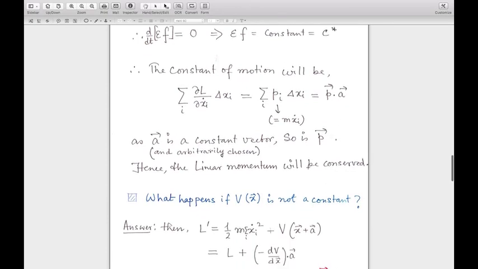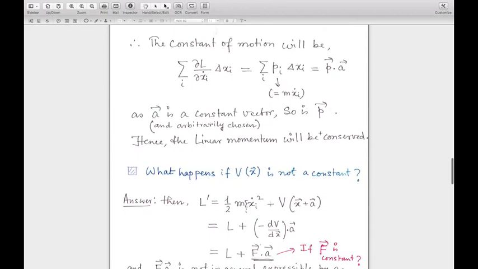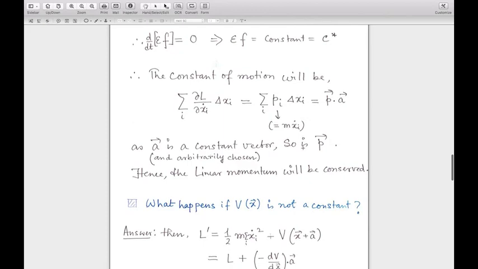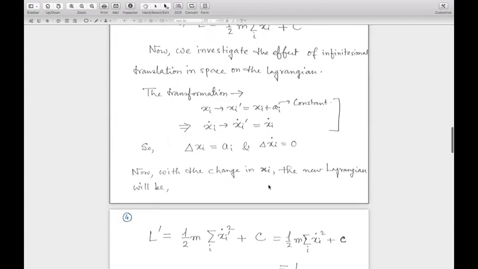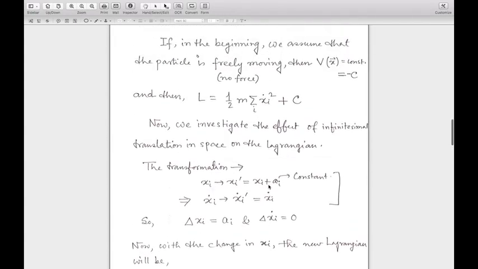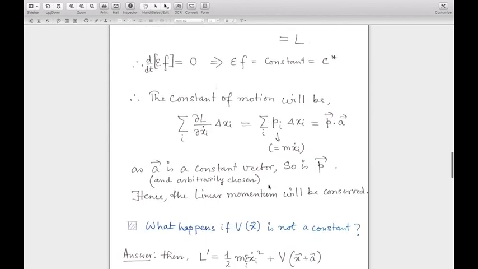So all this is very easy to understand. The conclusion is that p, vectorially, will be conserved. So p is a constant vector, which is nothing but the linear momentum vector. So we can see that for a free particle, the linear momentum vector is a conserved quantity. Here basically the conservation comes due to the symmetry of the Lagrangian under infinitesimal translation in the space coordinate, right?